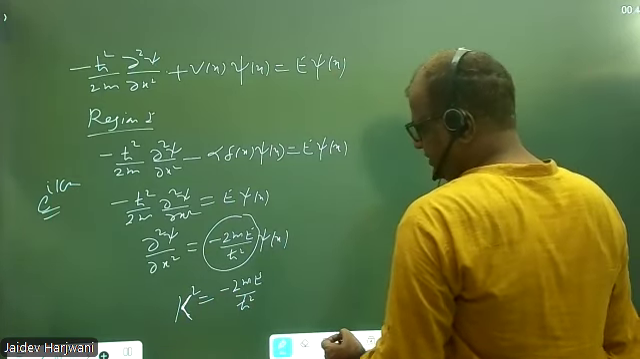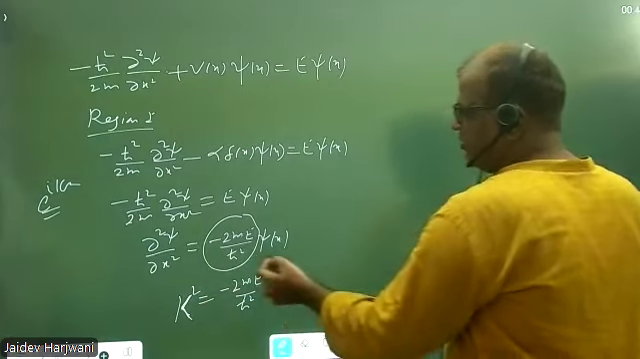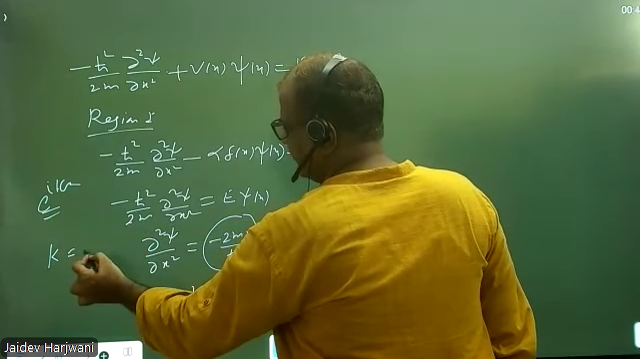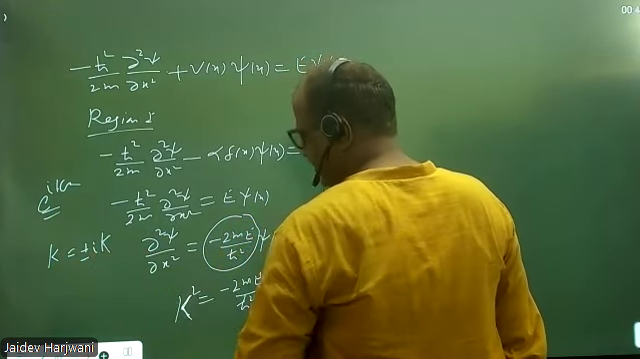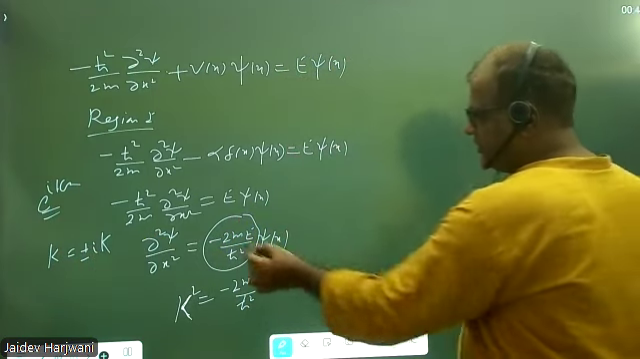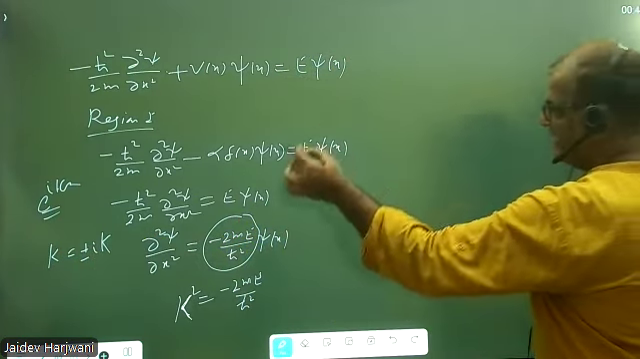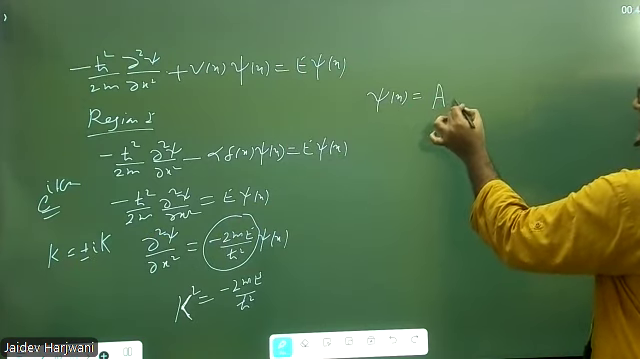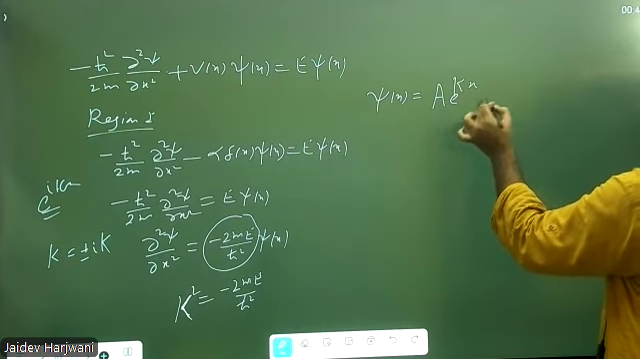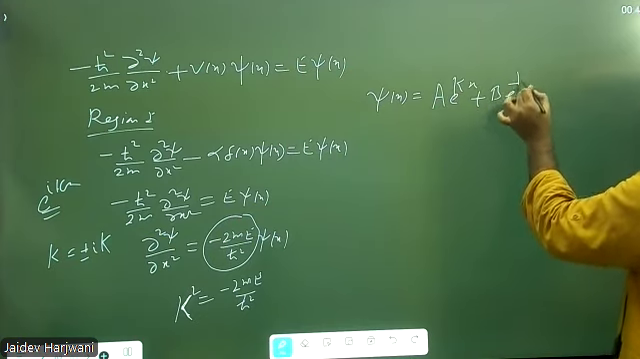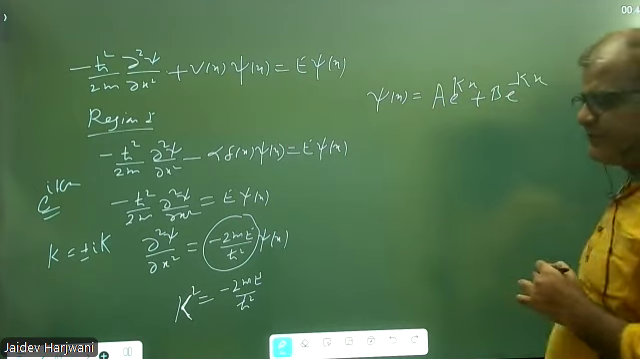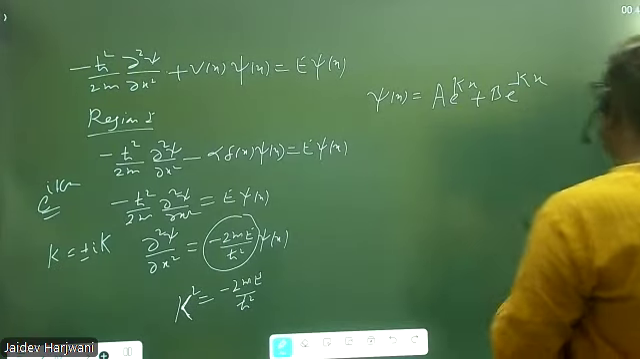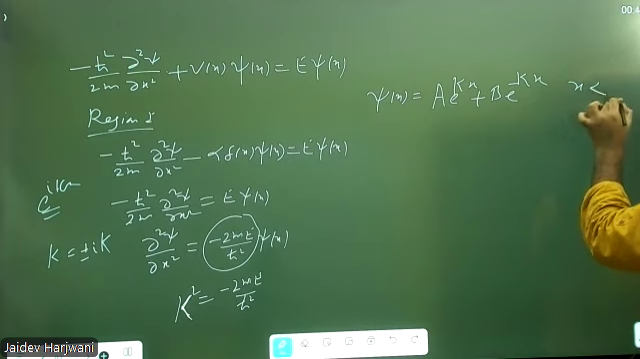So now, this equation, because I am defining small k equal to plus minus iota kappa, now has a solution. I'm writing region 1. This equation will have a solution, say a e^(κx) plus b e^(−κx). So this is my solution for the x less than 0 case.